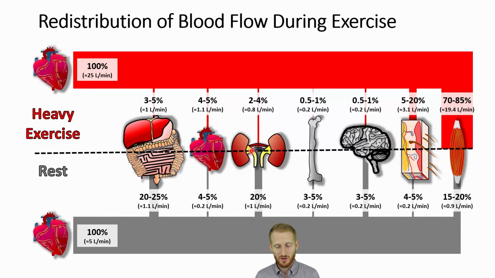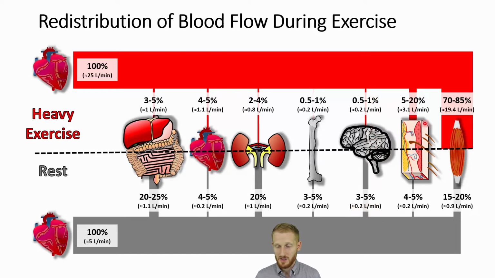The kidneys, which produce the urine and do some other important things for us, get about 20% of the blood supply at rest, and only about 2 to 4% during heavy exercise. Going down to the bone, about 3 to 5% of the blood flow at rest, about 1%, maybe a little less than 1%, during heavy exercise. So a little bit of constriction here. I didn't mention it, but a lot of constriction in the kidneys, so the renal system gets a lot of constriction. The brain, which is going to be around the same amount of activity either way, gets about 3 to 5% of the blood flow at rest and about 1%, maybe a little less than 1%, during heavy exercise.